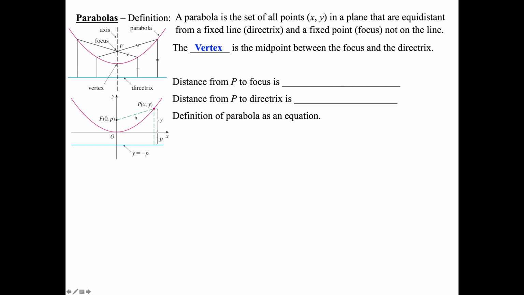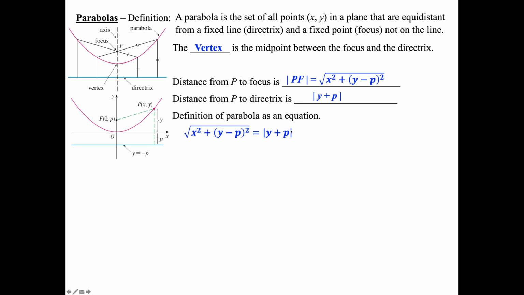So to set up our definition, we're going to use the distance formula. So from P to F, we need to find the distance. So that's the square root of (x minus 0) squared plus (y minus p) squared. And the distance from P to the directrix line is going to be made up of these two distances right here: y is your y coordinate, and the distance p, that's 0 to p, that these two are the same right in here. And here's our directrix line, y equals negative p. So the definition as an equation would be this, that these two have to be equal.